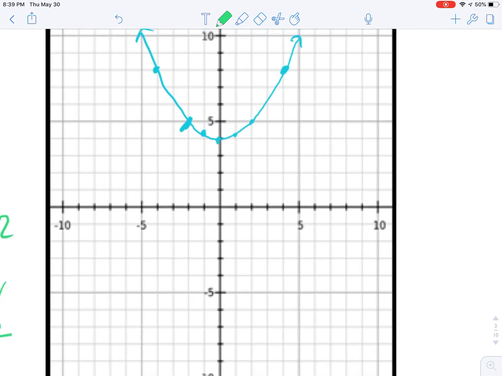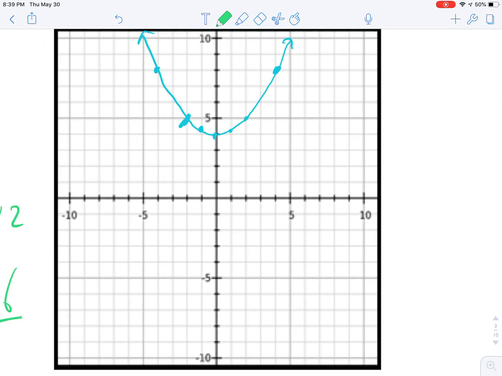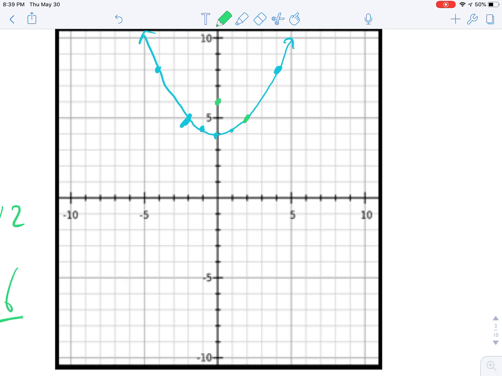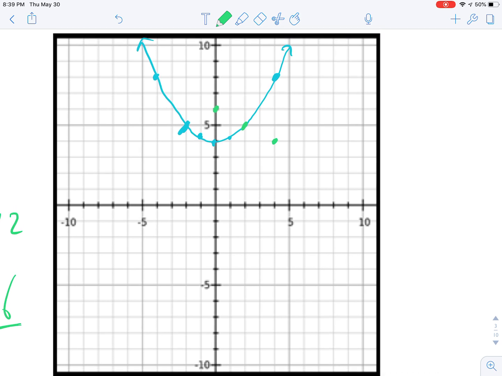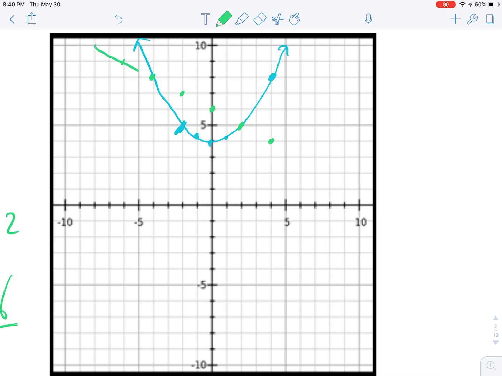So I'm going to zoom on in here. My y-intercept is 6. My slope is -1/2, so that's down 1 and over 2. If I go up in the other direction, it's up 1 and left 2. And now I've got plenty of points to draw my line.